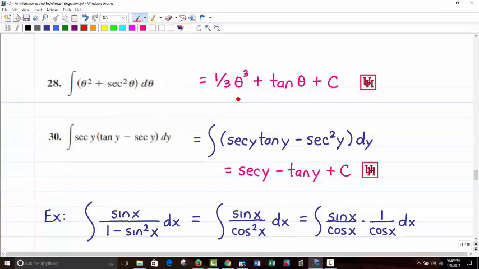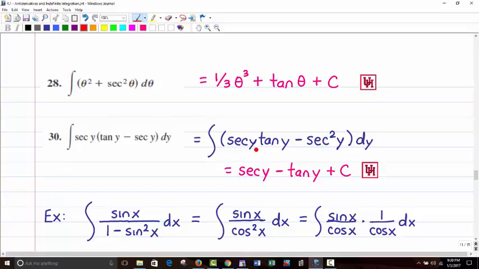Next one's a little tricky. It's two things multiplied together, which there's no product rule, but you can certainly distribute, because the parentheses is to the first power. Well, we wouldn't mess with a problem like this if it wasn't the first power, until later on when we learn integration by substitution. So I distributed. Sec times tan is sec tan. Sec times sec is sec squared.